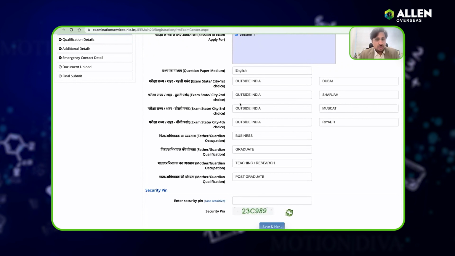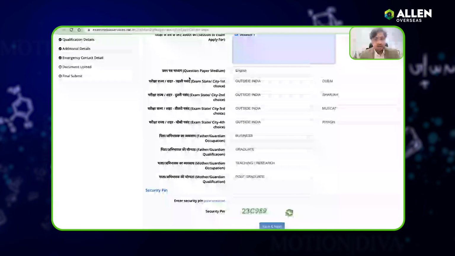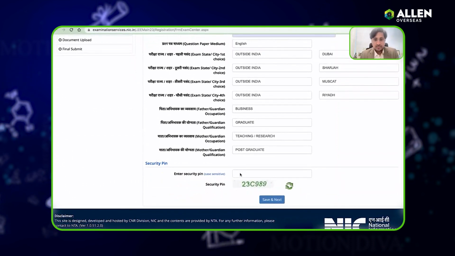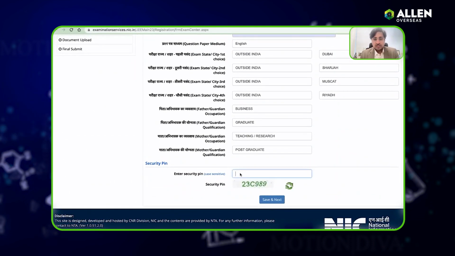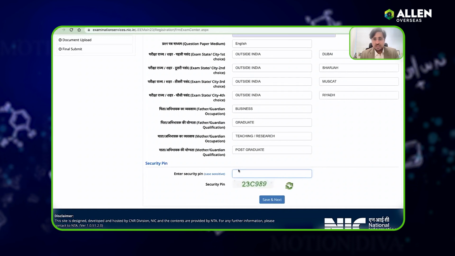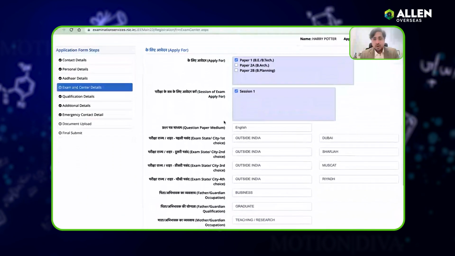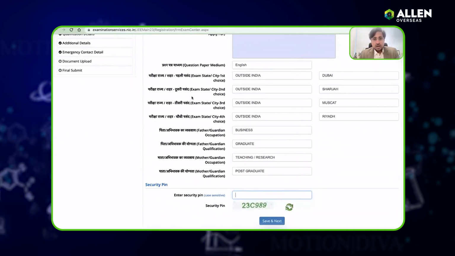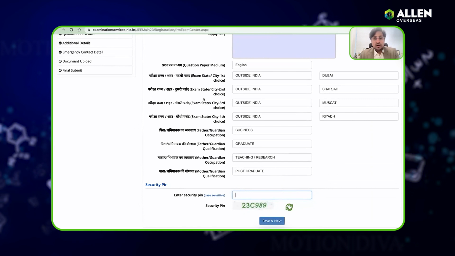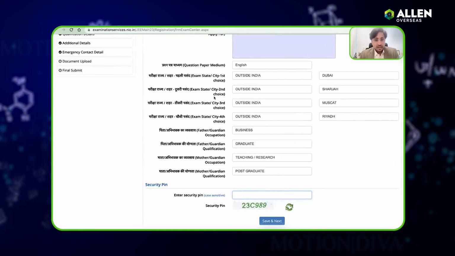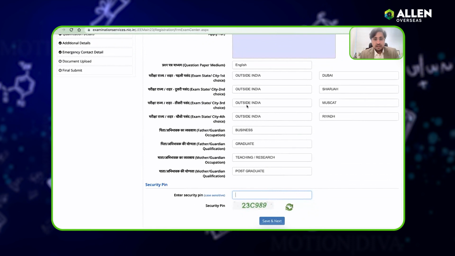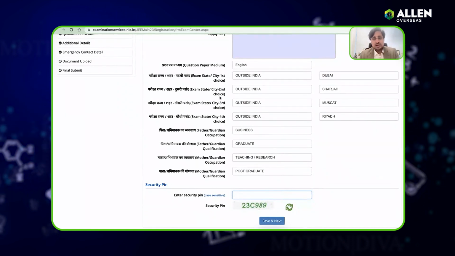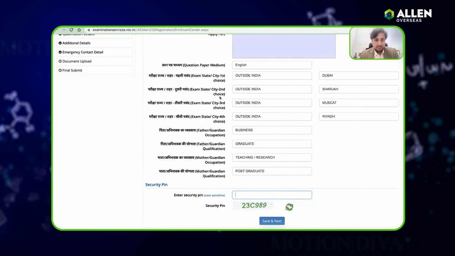No, we don't teach BTech. We are teaching 11th and 12th grade students for the JEE examination. Now let's again fill this security pin. I hope this is clear: paper 1, then outside India, Dubai, Sharjah, Muscat, you can fill. No, it will not let you fill the India center. As you can see, the automatic option coming is only outside India.